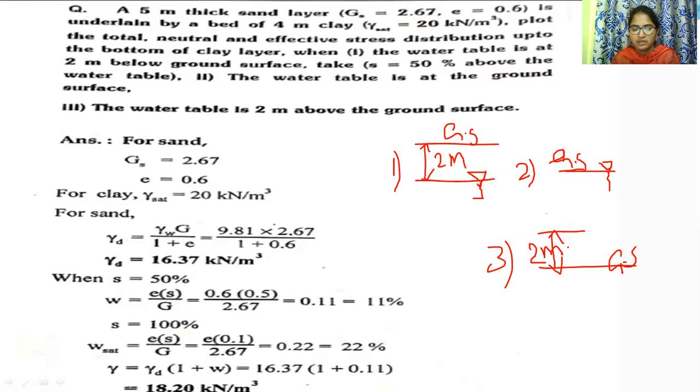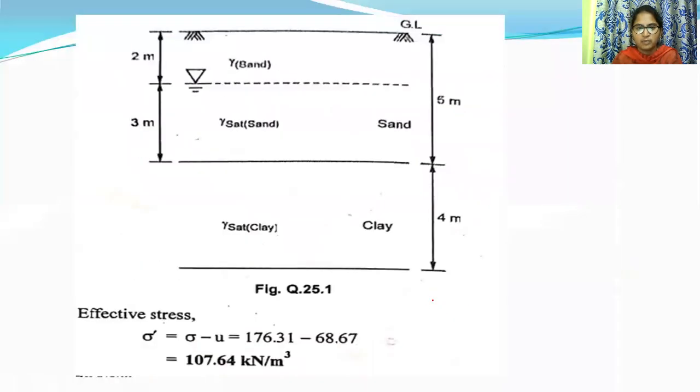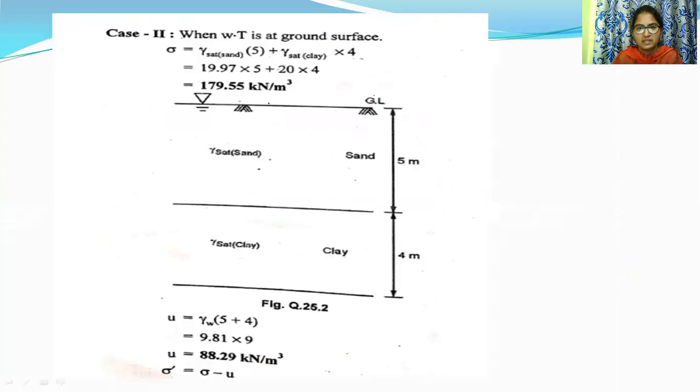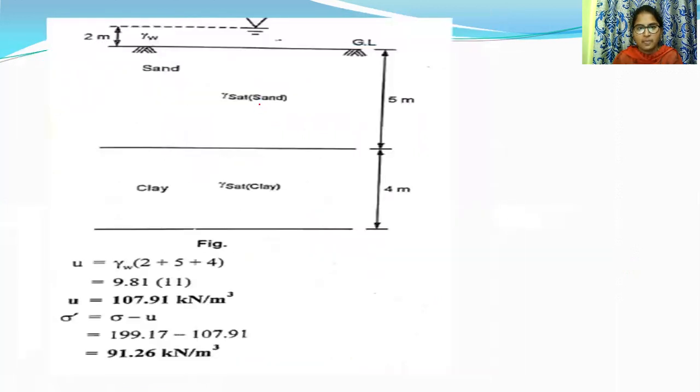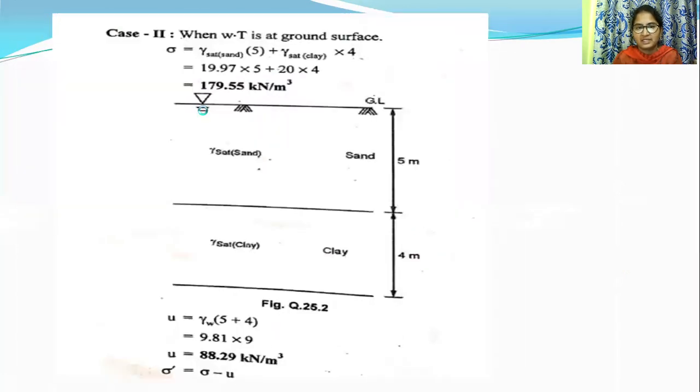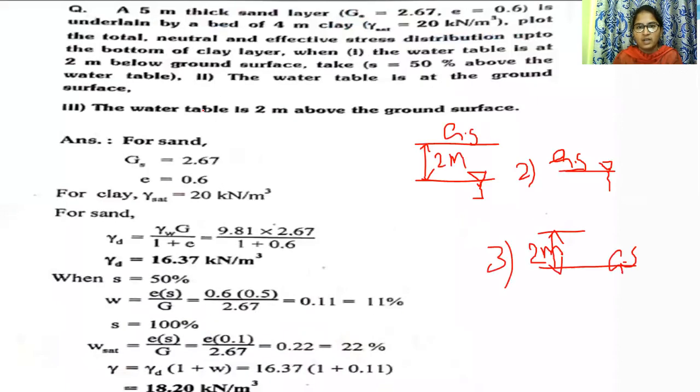So first of all, we should understand the problem. We have discussed the water table at 2 meters below ground level, also at ground surface, and third, water table 2 meters above ground level. First we understand what the problem is and what conditions are given in it.